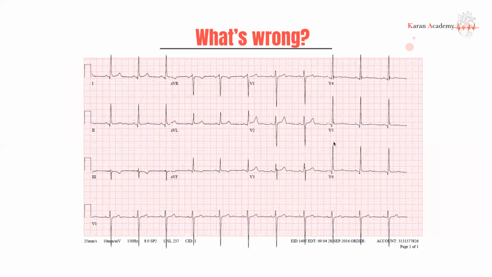Now let's look at this one. Again, let's look at V5 and V2. So we have 1, 2, 3, 4, 5, 6, 7, 7.5, almost 8 big boxes. Adding them up, that is clearly LVH. Just to be double sure, let's also check for RVH. So we have 1 big box and about a third. So 1.3 big boxes. It's not 2, you don't have RVH. That's LVH.